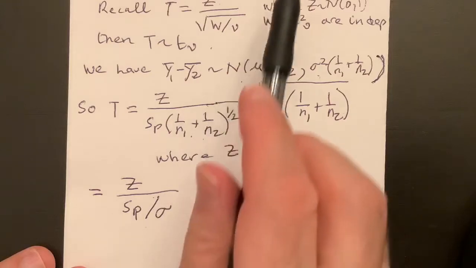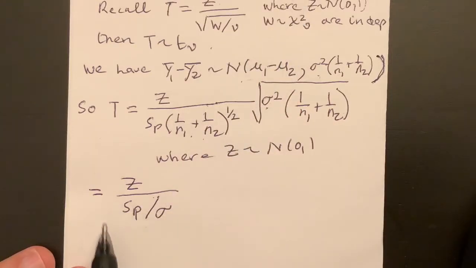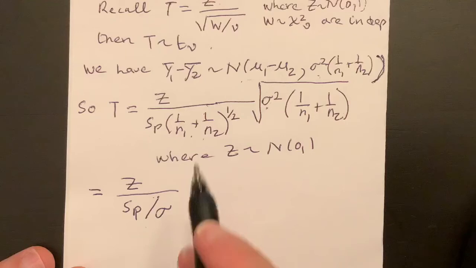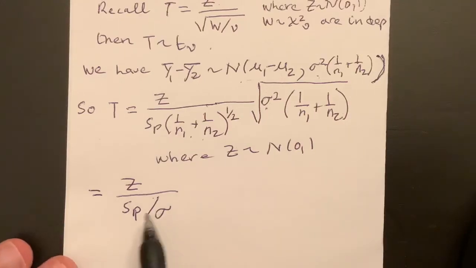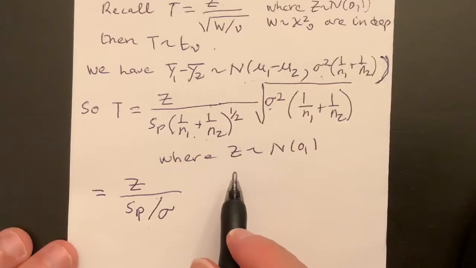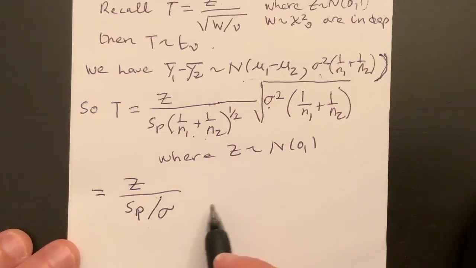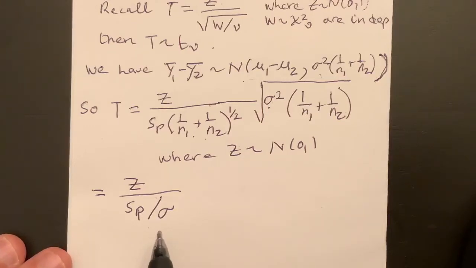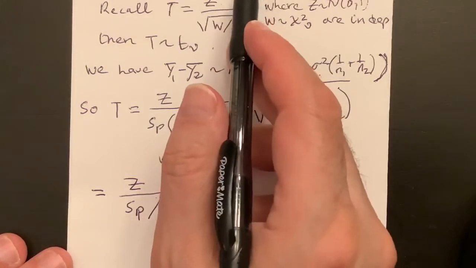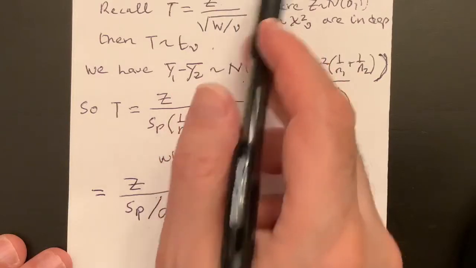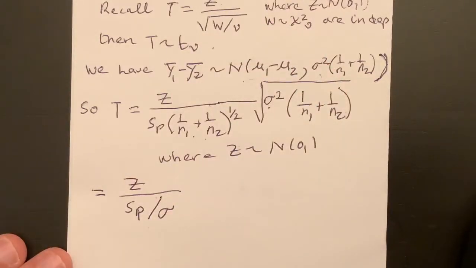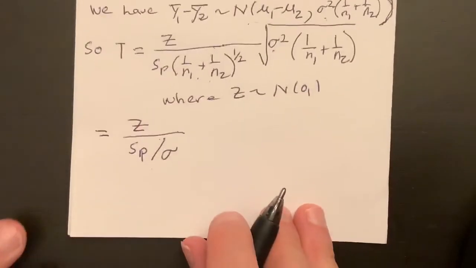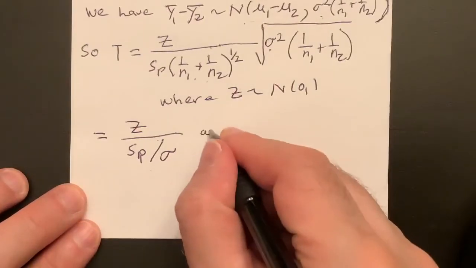Okay, what's Sp? It is this over here, right? So I want to show that Sp over sigma is chi-squared with n1 plus n2 minus 2 degrees of freedom divided by that, right? So we have T as this now, and now we're going to look at this piece. Okay, so let's look at the denominator. And note, these are independent.